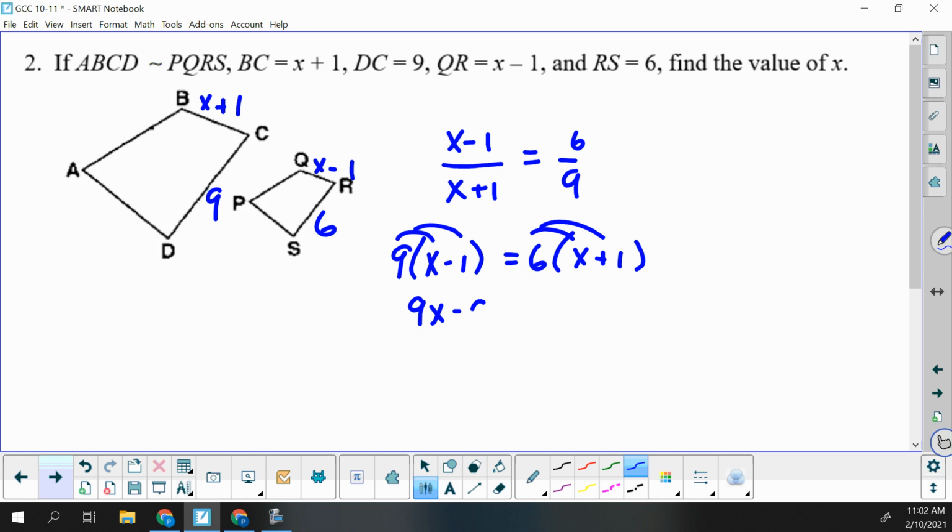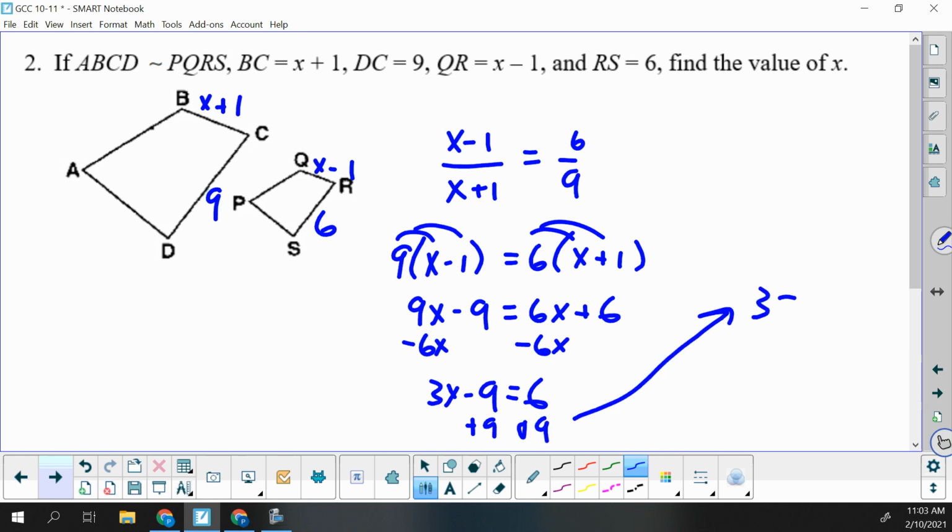So we're going to get 9x minus 9 equals 6x plus 6. Maybe we'll subtract the 6x over, and that'll give us 3x minus 9 equals 6. We'll add the 9 over. That'll give us 3x equals 15. And to finish off, divide by 3, and you get x equals 5.